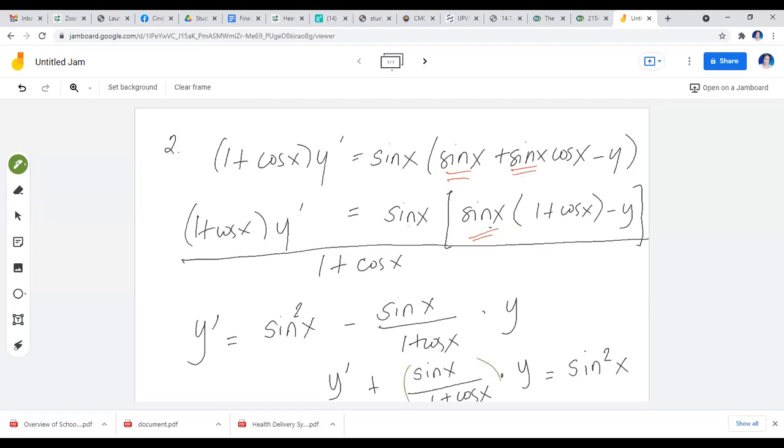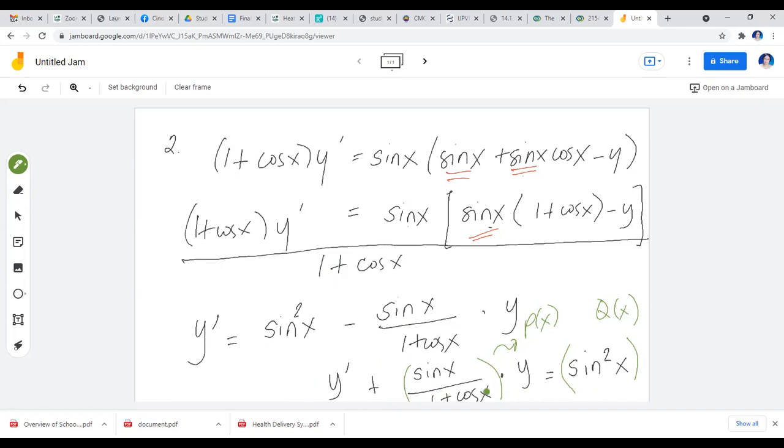This entire expression is your p of x based on the form. And this function of x expression on the right side of your equation is your q of x. So now, from the original not so linear form of the differential equation, you have converted it to linear. There are a lot of first order differential equations that are actually linear, but they don't look like that at first.